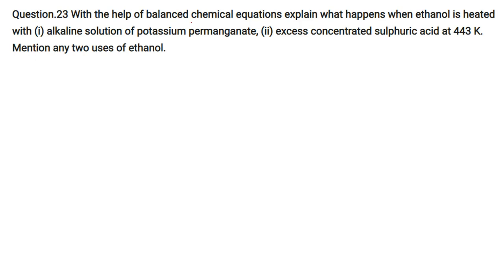With the help of a balanced chemical equation, explain what happens when ethanol is heated with alkaline solution of potassium permanganate, and with excess concentrated sulfuric acid at 443 Kelvin. Mention any two uses of ethanol.